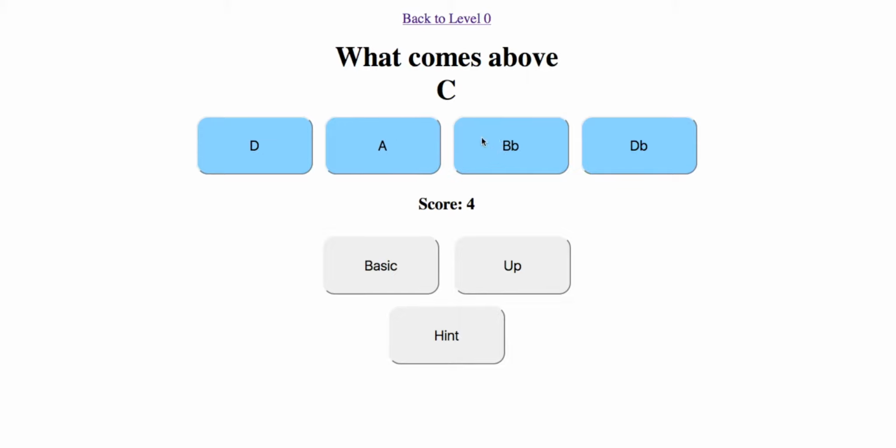If you get one wrong, for example, after C is D flat, but let's go with the wrong answer here of B flat or A or D. If I hit B flat, my score goes down to 0 and the question remains.